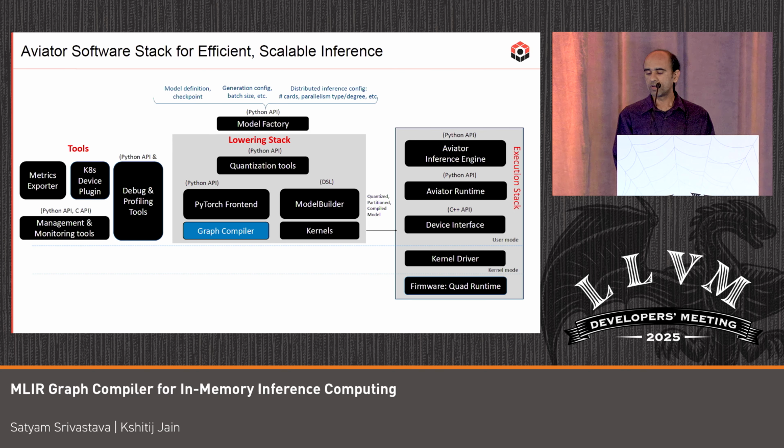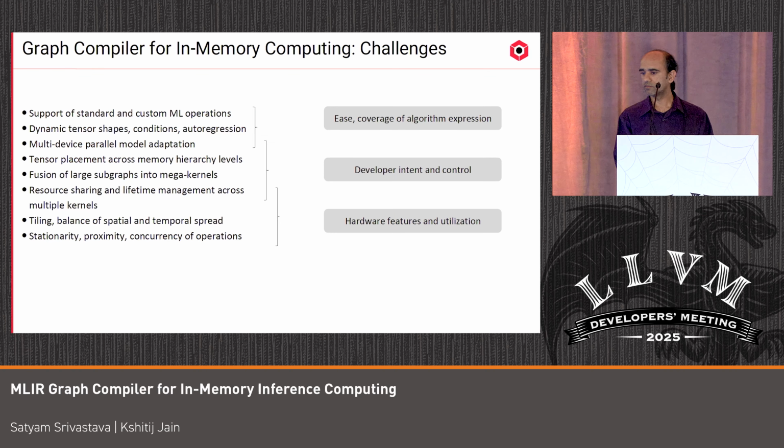With that backdrop, when we start building out the graph compiler as part of the larger software stack, we will end up with a handful of challenges, obviously. To this community, it's not a new thing that building a compiler is hard. Some of these challenges are unique to us. Some of them are universally applicable. And in general, they fall into these 3 categories.